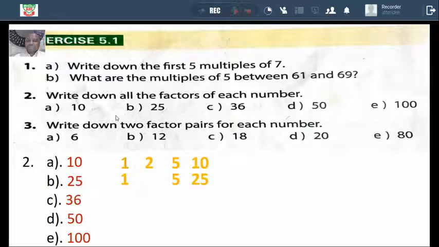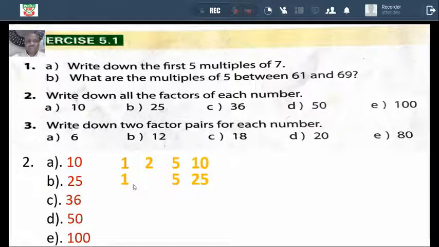Now, even though the answer when you divide 25 by 5 is another 5, you cannot put another 5 in the list, because you already have 5. That is the way it is here.